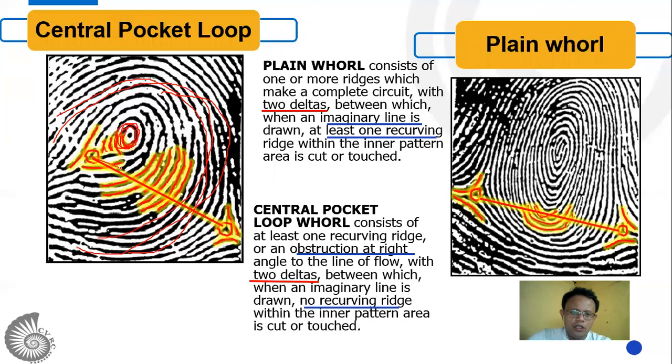And when we put the imaginary line, there is no recurving ridges. Take note, no recurving ridges for the central pocket loop. For the plain whirl, at least one only. And both of them have two deltas.